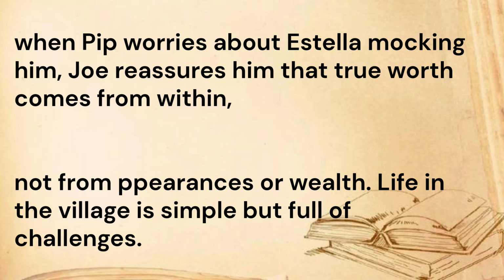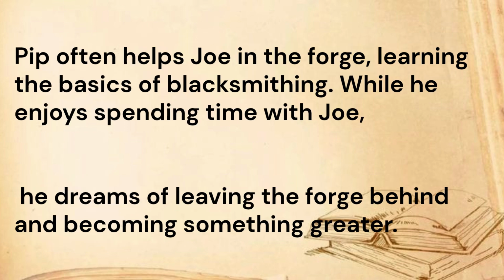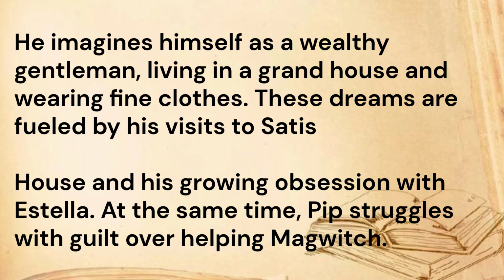Life in the village is simple, but full of challenges. Pip often helps Joe in the forge, learning the basics of blacksmithing. While he enjoys spending time with Joe, he dreams of leaving the forge behind and becoming something greater. He imagines himself as a wealthy gentleman, living in a grand house and wearing fine clothes. These dreams are fueled by his visits to Satis' house and his growing obsession with Estella.